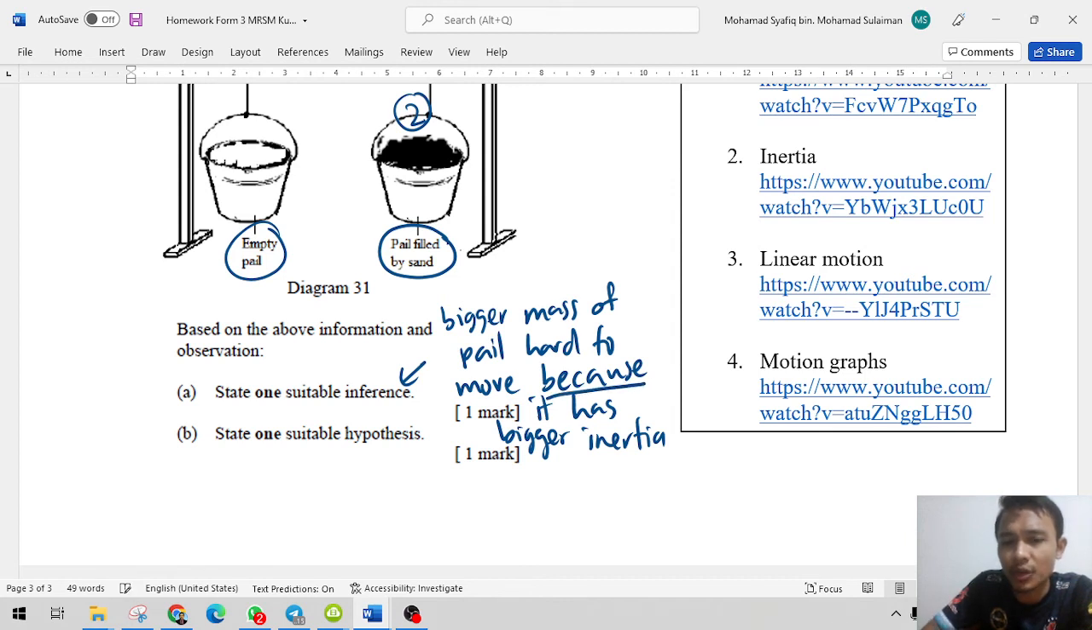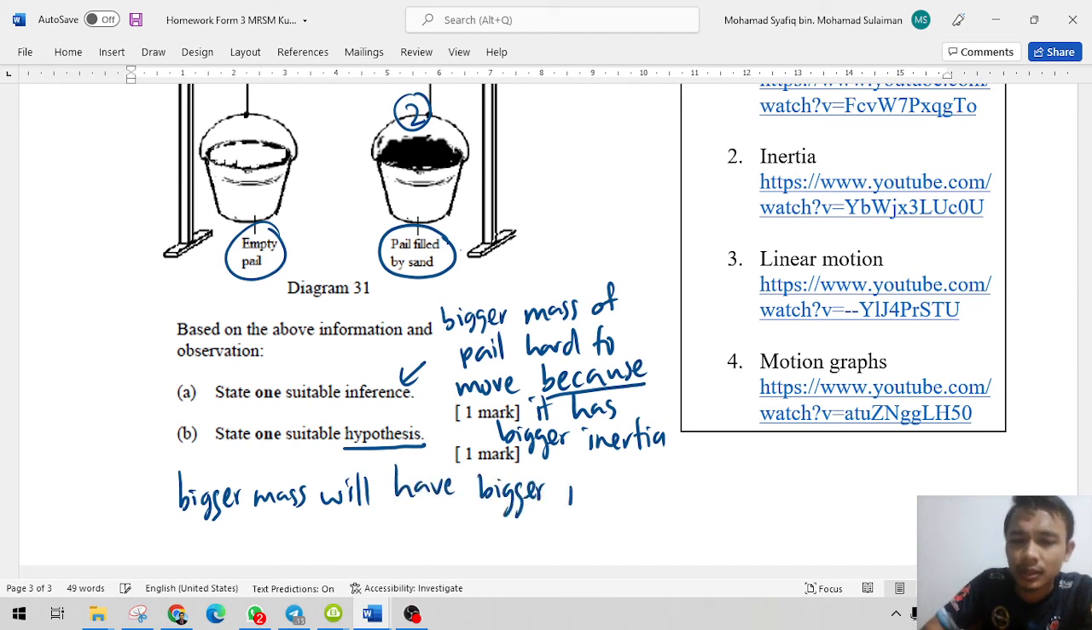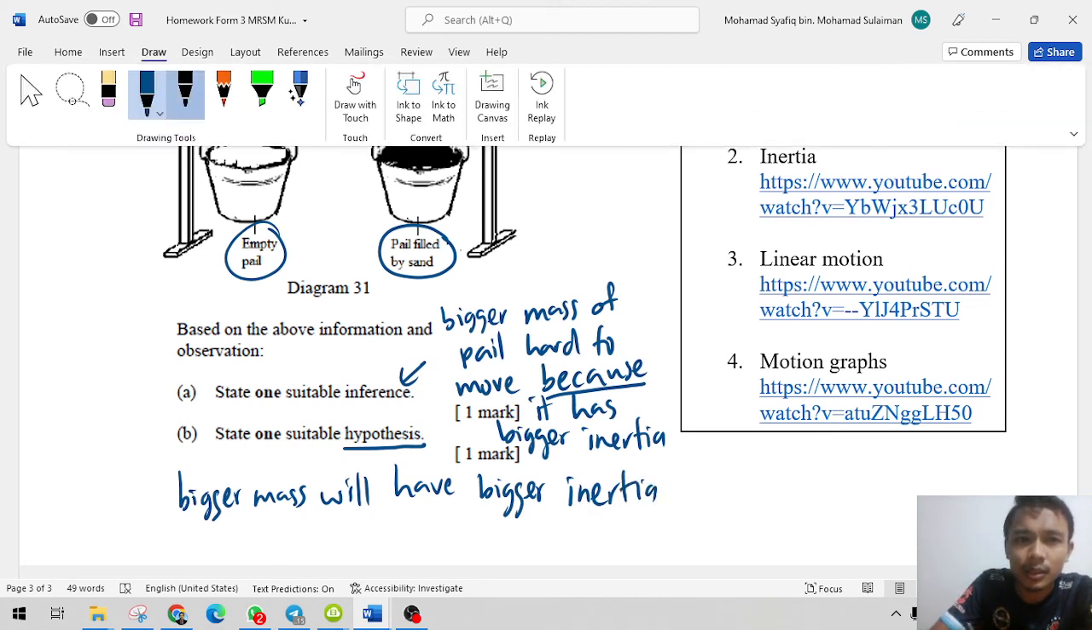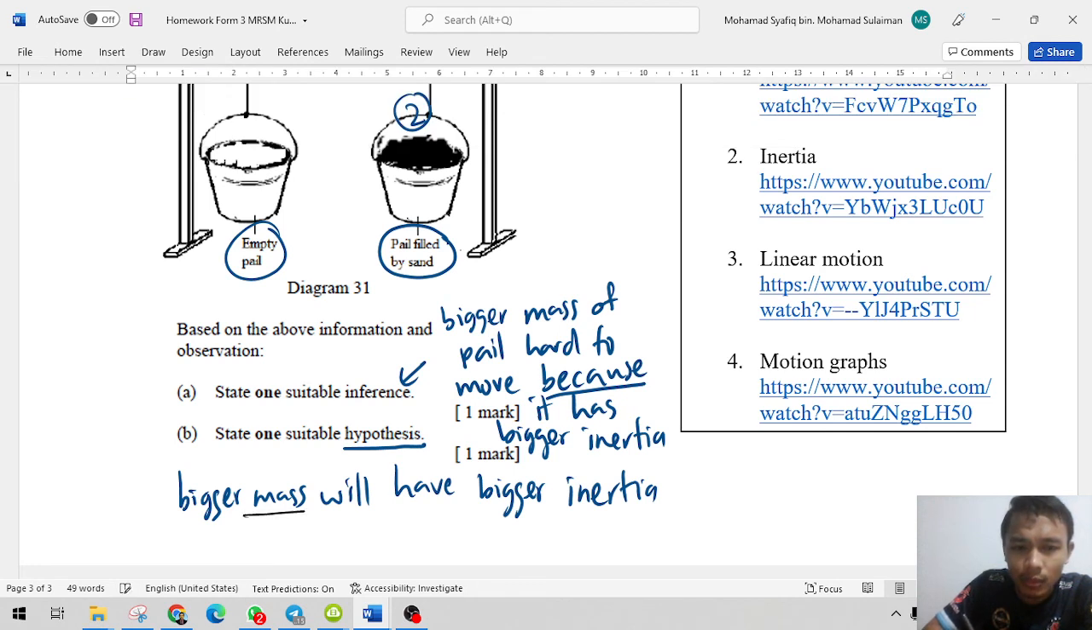We will have because. Okay, and hypothesis is something like a conclusion or our early guess before we do the experiment. Tekaan kita, okay, so our guess for this experiment is that bigger mass will have bigger inertia. Okay, bigger inertia. So the mass will be our manipulated variable, and the inertia will be our responding variable.